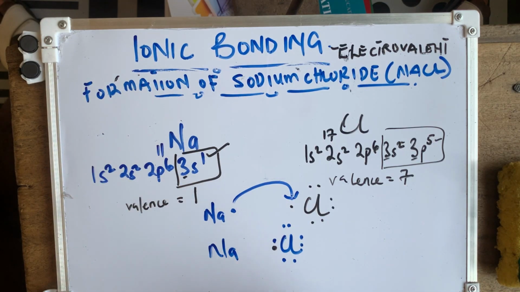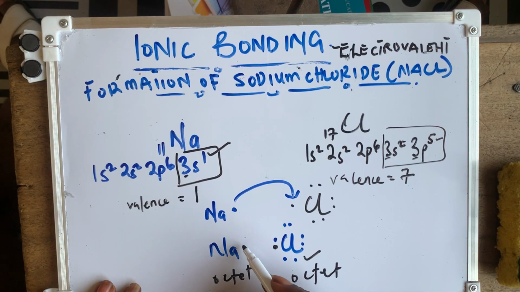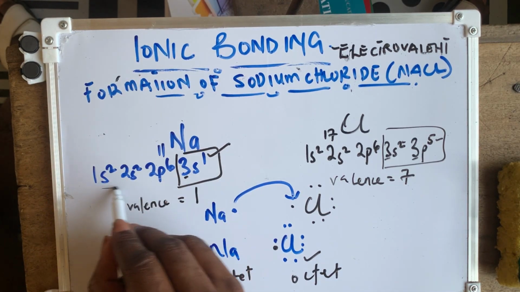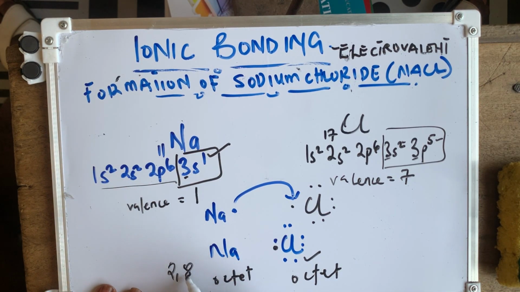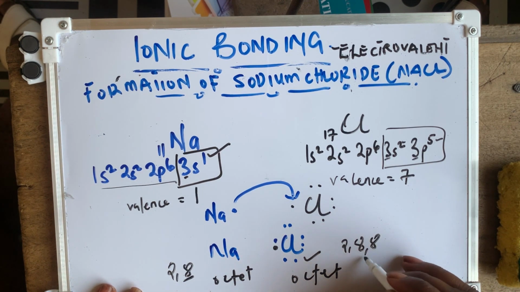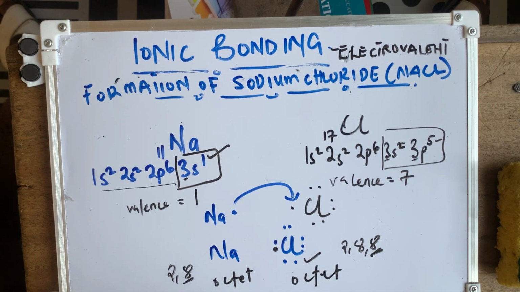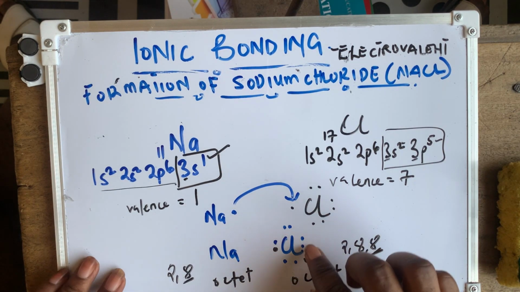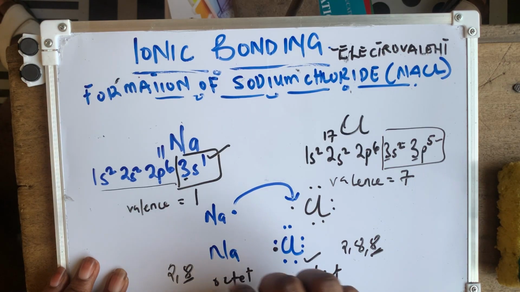So now, over here, the chlorine has achieved an octet. The sodium has also achieved an octet. So the sodium here without this electron is now only 10 electrons, which is 2, 8. It has received the octet. Now, the chlorine also, with this electron, has 2, 8, 8. It has received the octet. So now the chlorine here is stable. The sodium also here is stable.